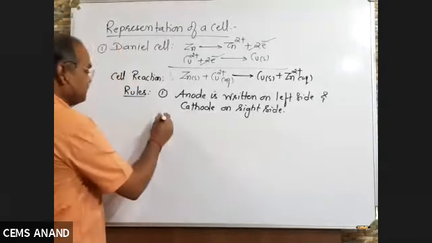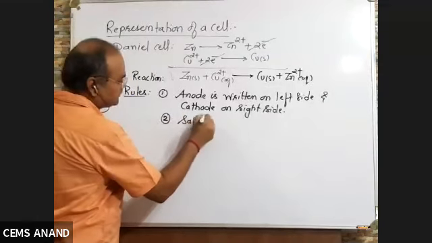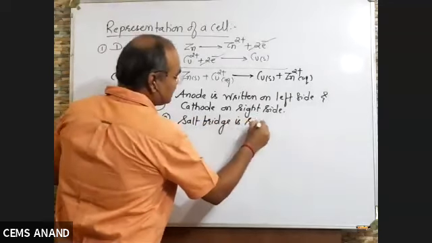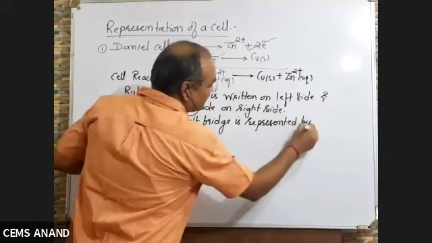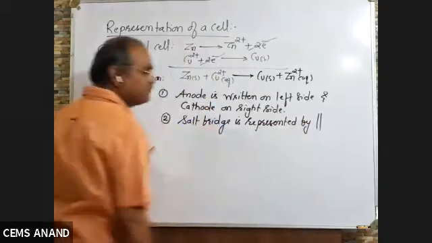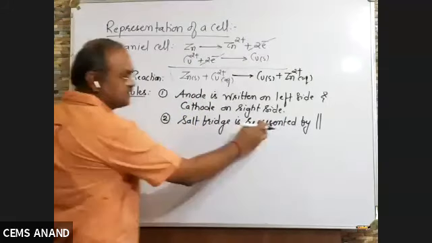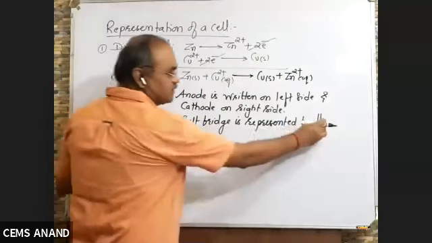Then the second rule: salt bridge is represented by a double vertical line. This is called a double vertical line. So salt bridge is represented by a double vertical line, right? And it goes in the middle.